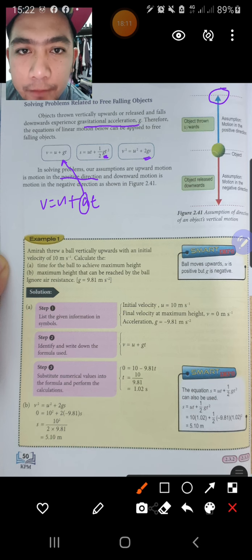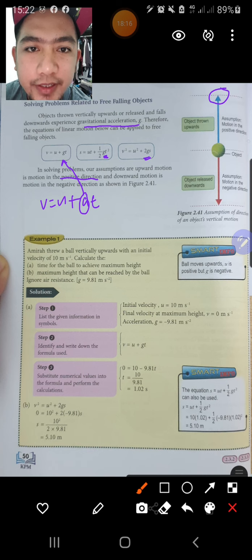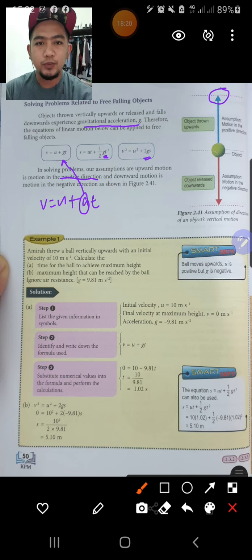Alright, objects thrown upwards, our assumption is motion in the positive direction. And then object released downwards, our assumption is motion in the negative direction. Alright, let's take a look at the example.